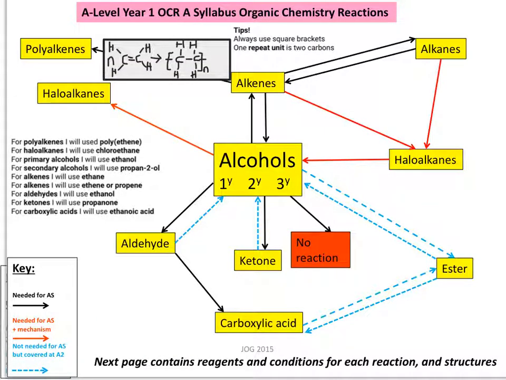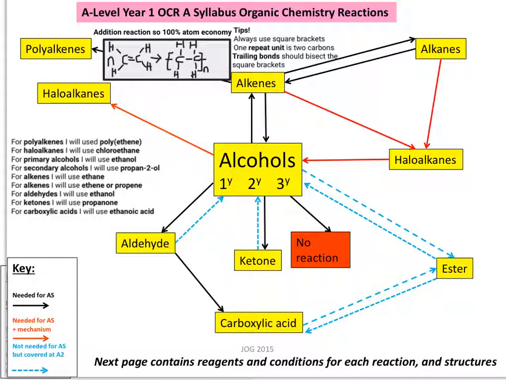When you draw out the formula for making a polyalkene, or an addition polymer as we call it, you always use square brackets to represent the repeating unit. One repeat unit is 2 carbons, and the trailing bonds should always bisect the square brackets. And finally, don't forget it's an addition reaction, so you get 100% atom economy.